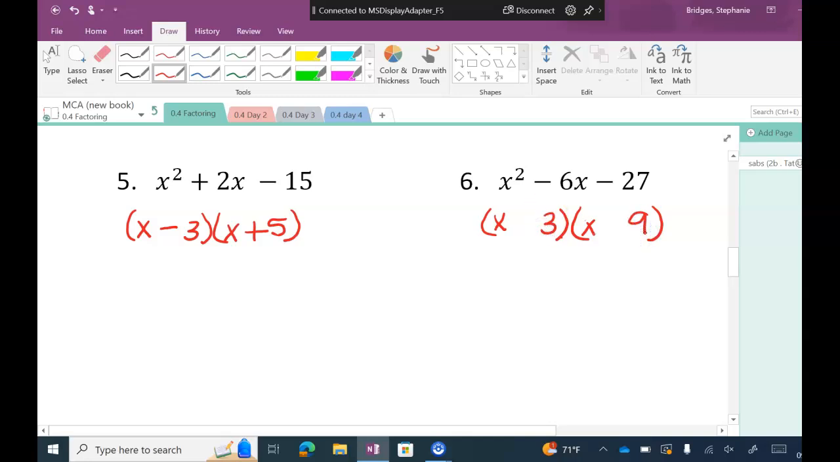What numbers multiply to give me 27 and subtract to give me 6? 9 and 3. It doesn't matter if I put the 9 first or the 3 first. What matters is my placement of my signs once I decide those numbers. And again, this tells me that my signs are different, and that sign goes in front of the bigger number. What's bigger, 3 or 9? 9. So I get a minus in front of the 9, which means in front of the 3 I have to put a plus.